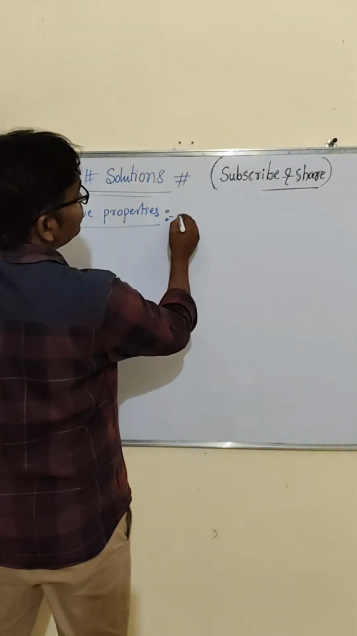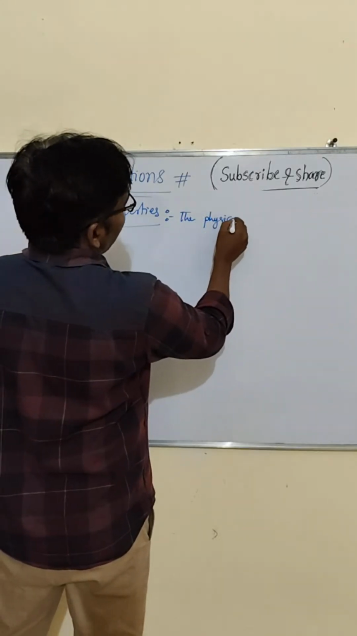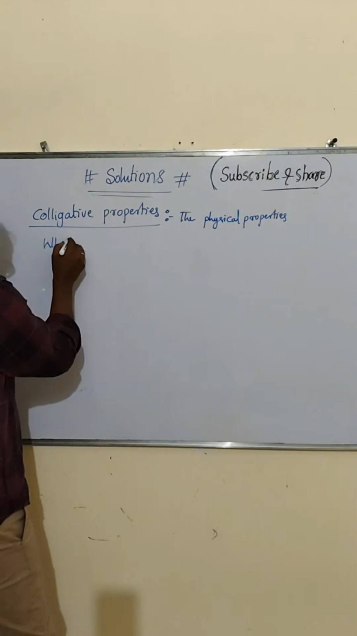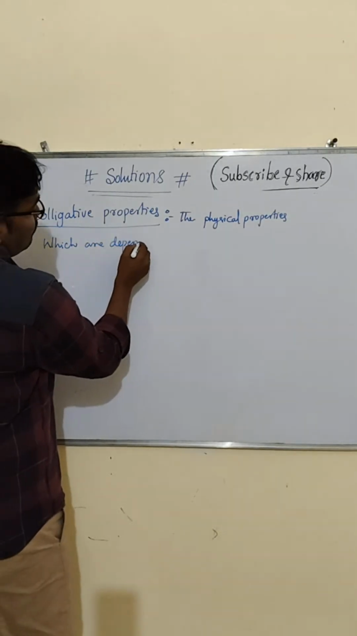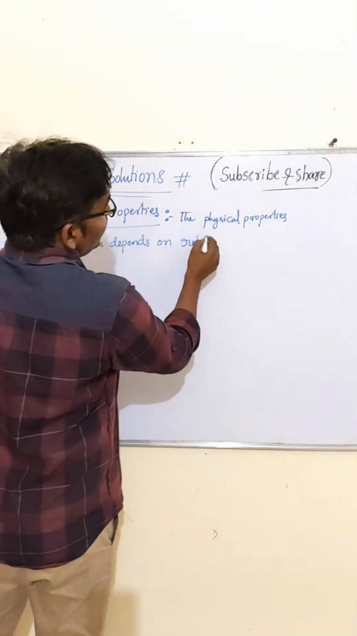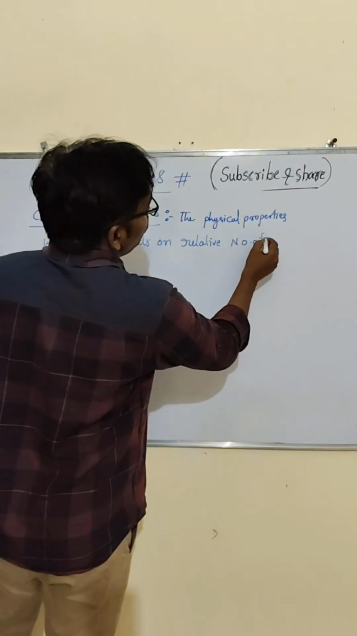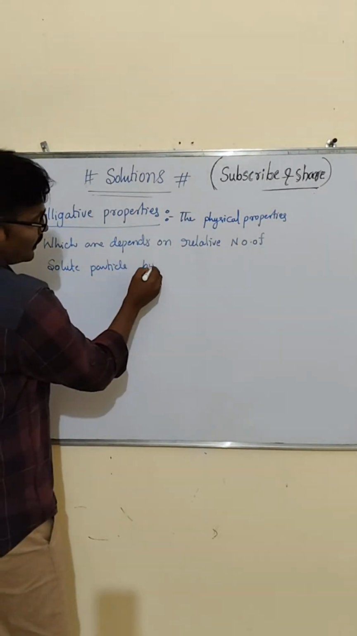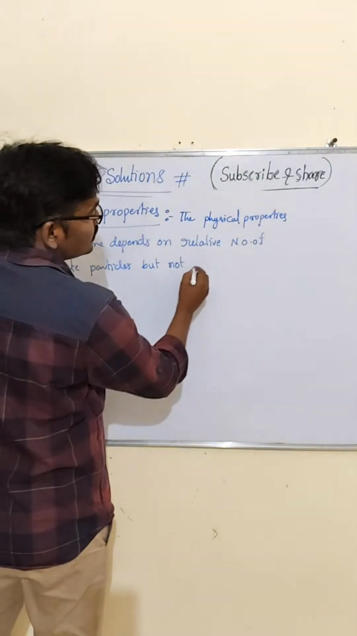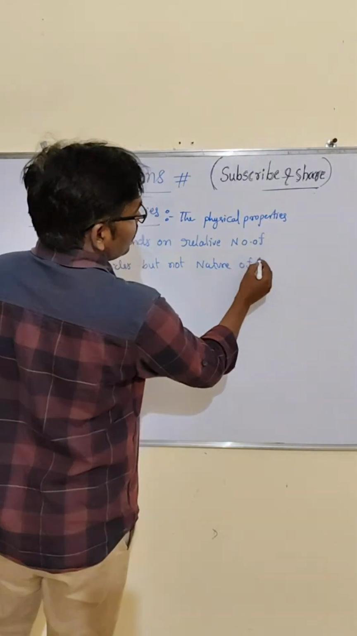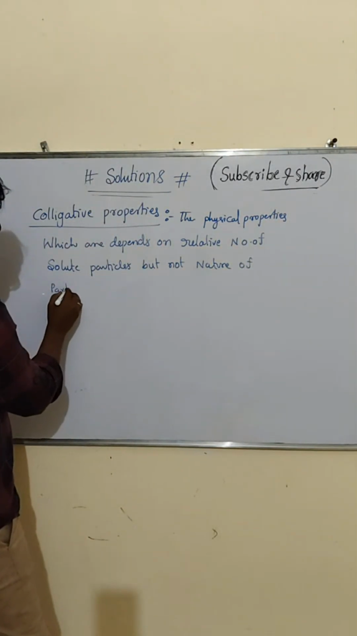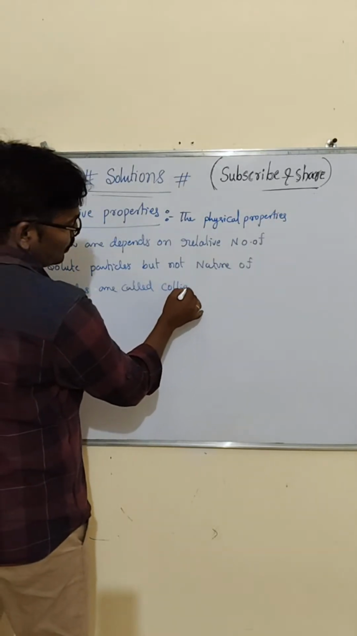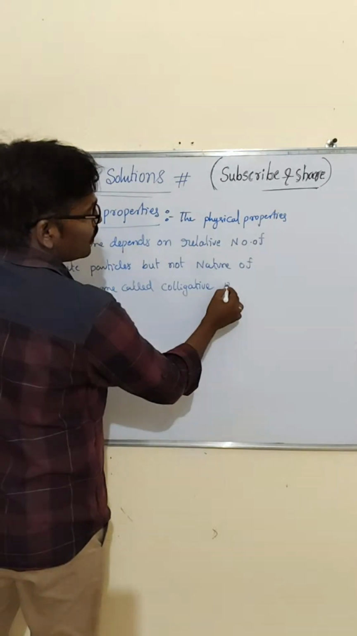So what are the colligative properties? The physical properties which depend on the relative number of solute particles but not on the nature of the particles are called colligative properties. This is the definition for colligative properties.